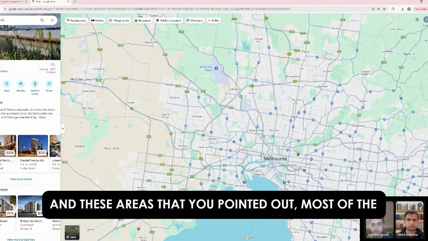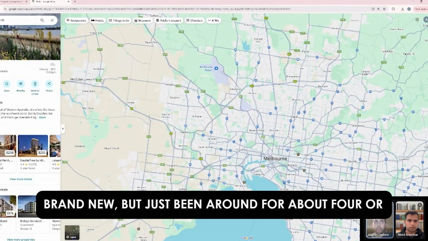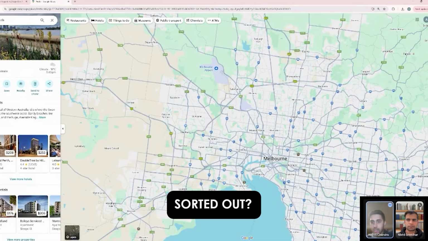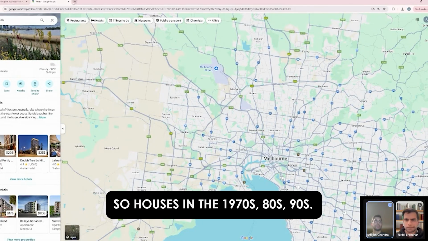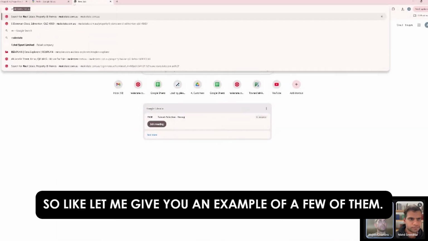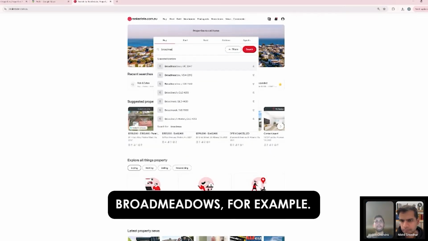And these areas that you pointed out, most of the houses, do they seem to be in that mid-range of not brand new, but just been around for about 4 or 5 years, so all the teething problems have been sorted out? Yeah, a majority of Melbourne is actually older houses. Houses from the 1970s, 80s, 90s. Let me give you an example of a few of them. Let's just go to Broadmeadows, for example.